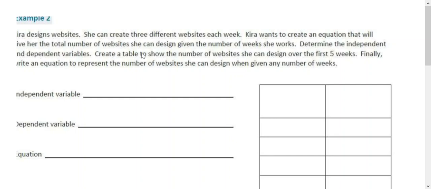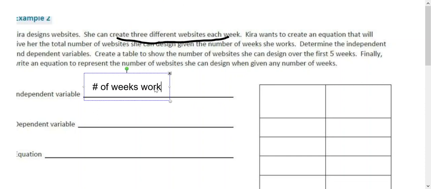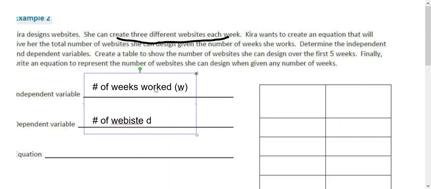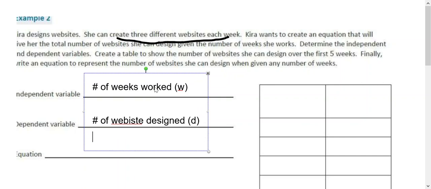She works to determine the independent, dependent. Create a table that shows what she can design over the first five weeks. Finally, write an equation for the number, okay? So she can create 3 different websites each week. So let's see. What can I control? Well, I can control the number of weeks worked, and I'm going to call that W. And what can I observe? Well, the number of websites designed. Well, if I'm doing 3 per week, and I'm going to say that that is going to be D. So I'm going to say D equals 3W because it's 3 times W.